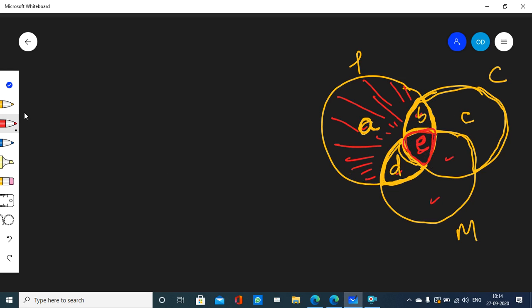And let's say F is the number of people who study chemistry and mathematics both. These people study chemistry and mathematics both, but they do not study physics. And G is the number of people who live in this region, and these people study only mathematics. They do not study physics or chemistry. You get my point?